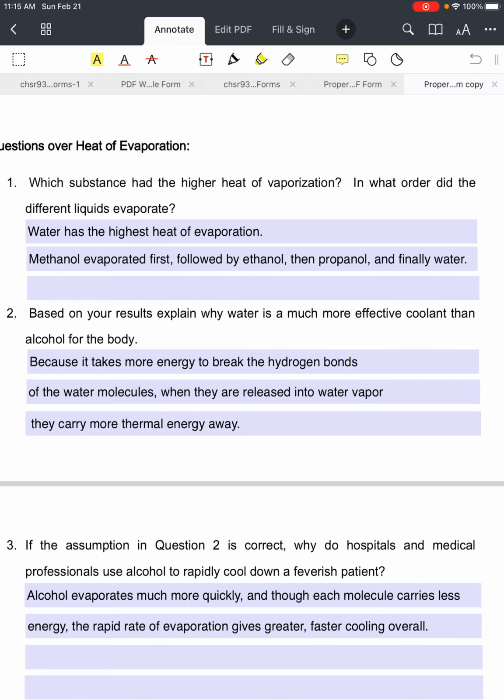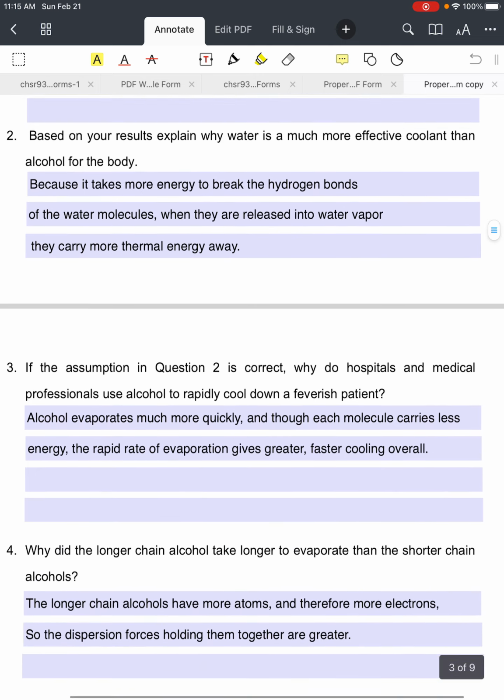Alcohol evaporates much more quickly, and though each molecule carries less energy, the rapid rate of evaporation gives greater, faster cooling overall. So each molecule is carrying less energy, but there's so many of them, you can carry away a lot of heat. You know that from putting alcohol on your skin and blowing on it. You can get a quite chilling effect.